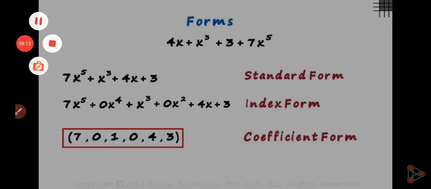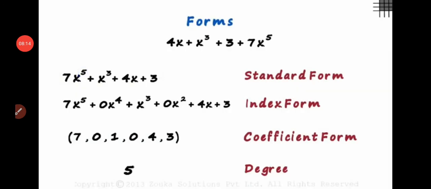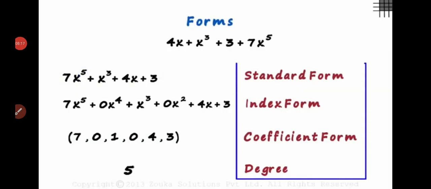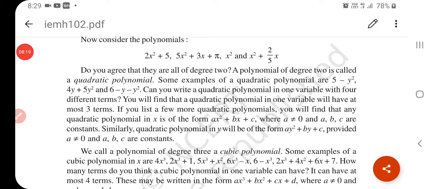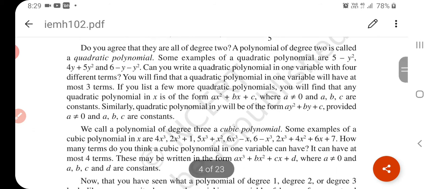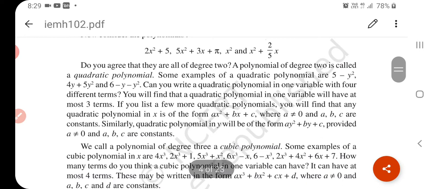Now what is the degree of the polynomial? The degree of the polynomial is 5, because the highest degree is 5. Now let's see, a polynomial of degree 1 is called a linear polynomial. If the degree of the variable is 1, it is of the form ax plus b, where a and b are real numbers and a is not equal to 0. That is called a linear polynomial because the degree of the polynomial is 1.